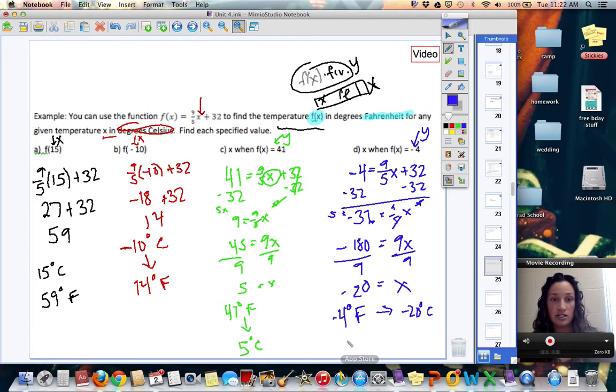So that's what they mean. You just have to look at what your x means and what your y, or f of x, means. Remember, that's your y, and then the x itself is x already. All right.